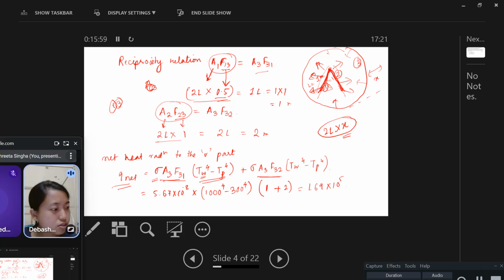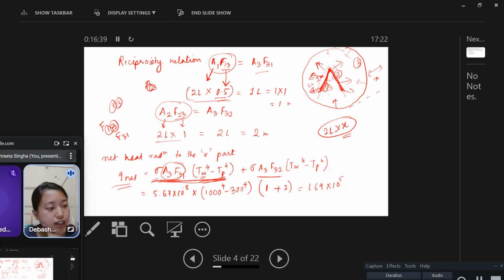That means there are two surfaces, 2 and 1. To each of them, how much is 3 giving. To 1, how much 3 is giving is sigma A3, this is the total energy. Sigma A3 F31, and this is the temperature difference. Now already in view factor I have told that the first number denotes the emitting surface and the second number denotes the receiving surface. So if you want to calculate from 3 to 1, it should be F31, right?